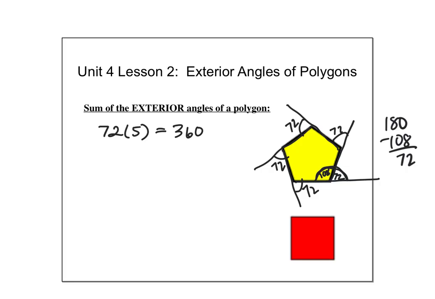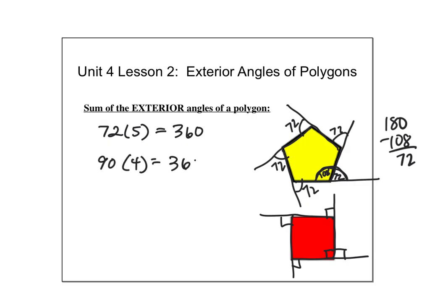Now let's think about the square. On a square, we have a 90-degree angle here, so that exterior angle will also be 90. If I extend this, it's also 90. If I extend this, 90. And if I extend this, 90. So we have 4 90-degree angles, and 90 times 4, guess what?